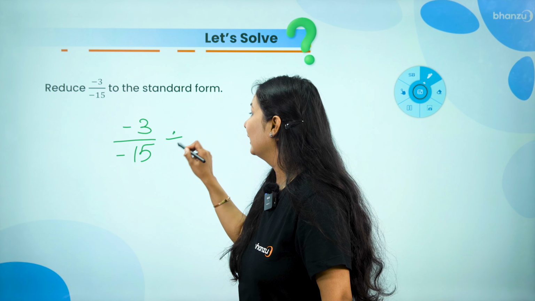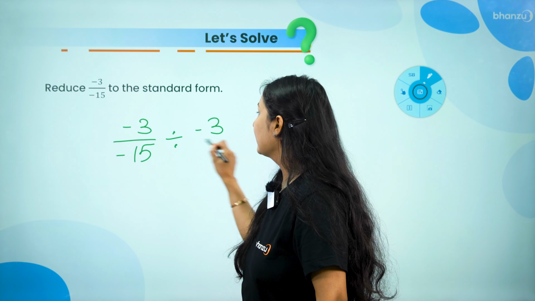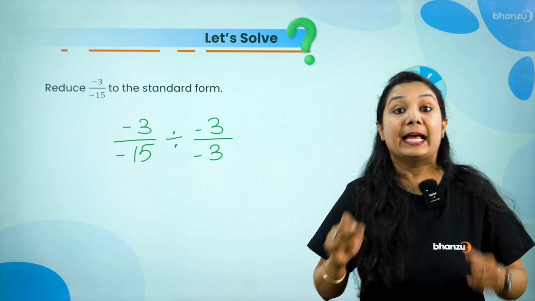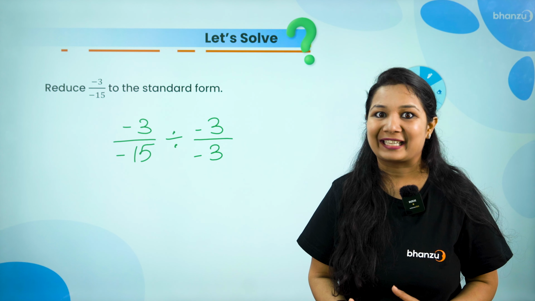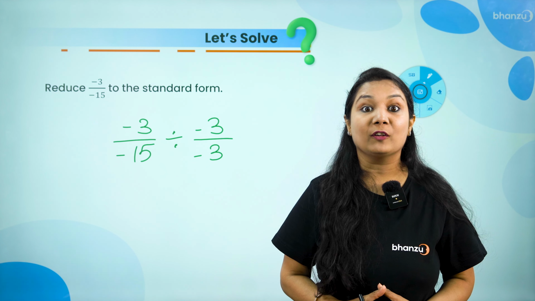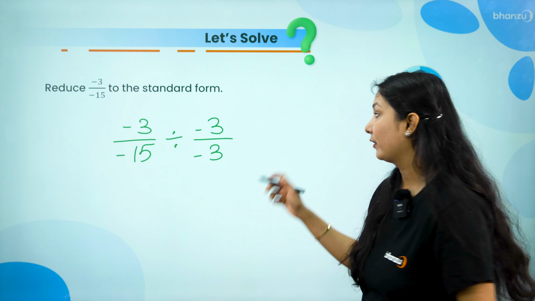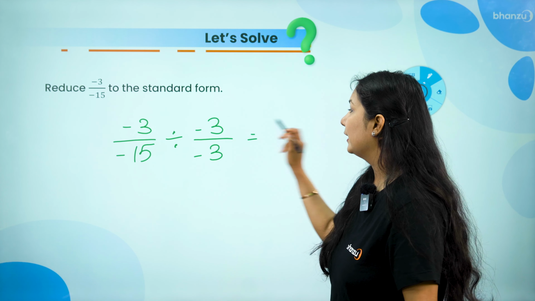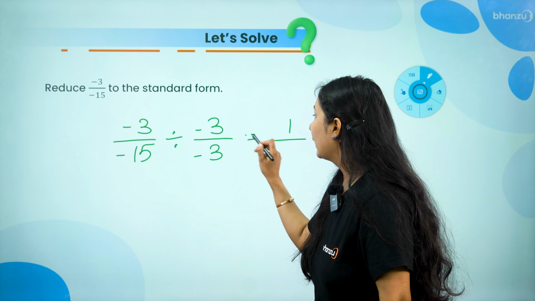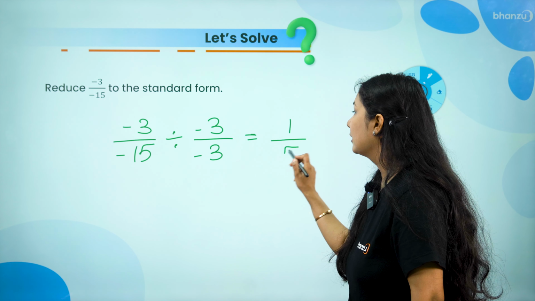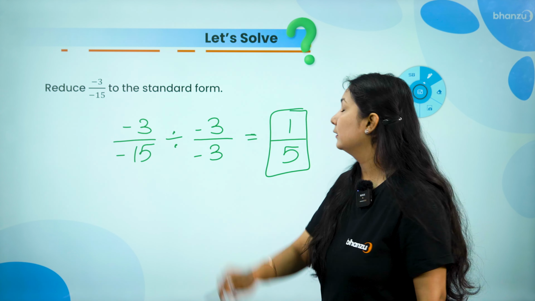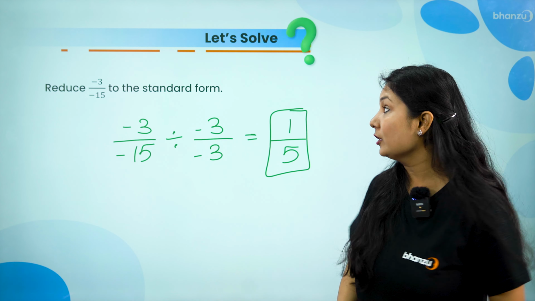We should divide them by minus of the highest common factor, the negative of the highest common factor, and the highest common factor of 3 and 15 is 3 itself, right? So what do we get? Minus 3 divided by minus 3 is 1, and minus 15 divided by minus 3 is 5. So this is how we get the standard form of the rational number.